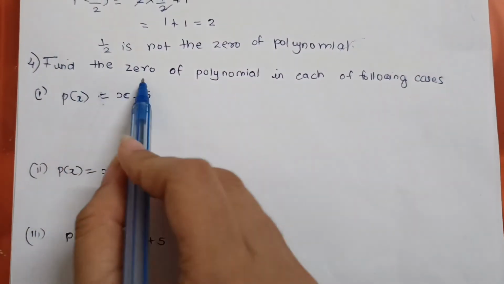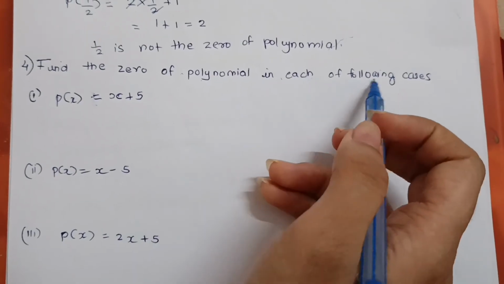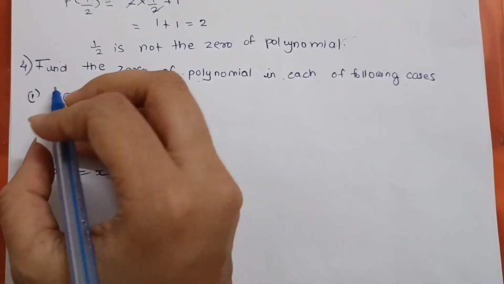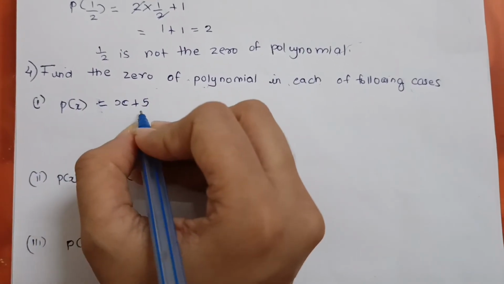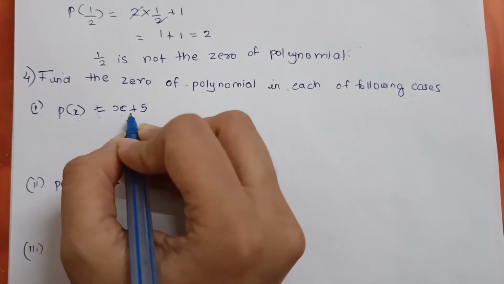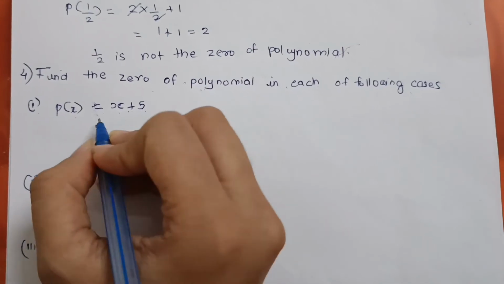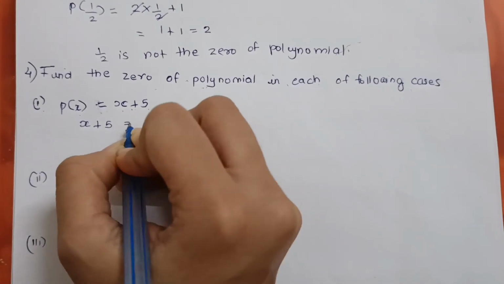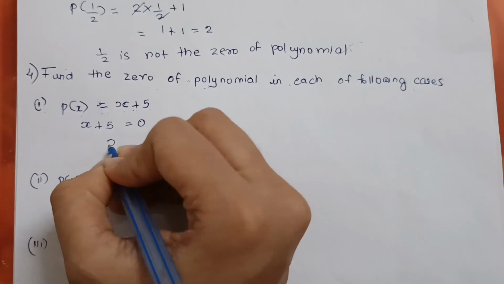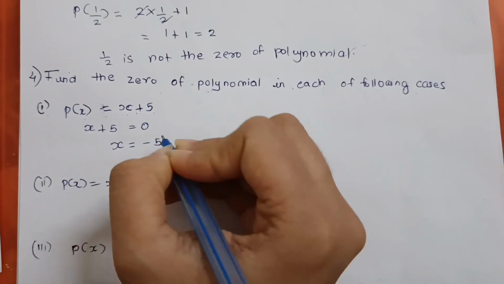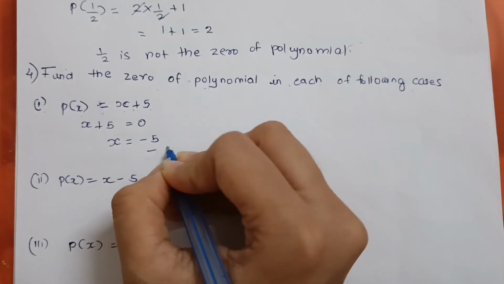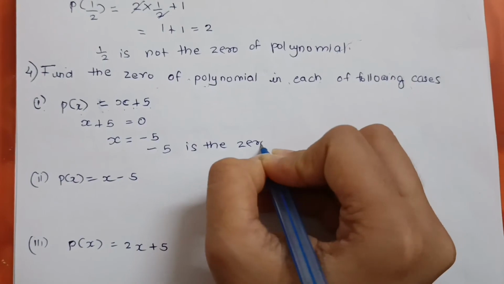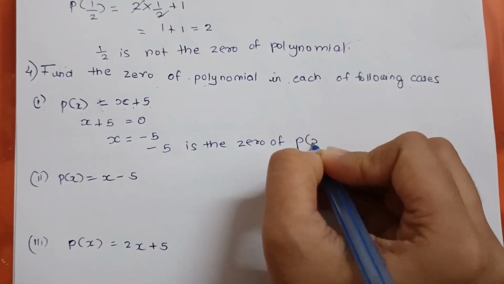Question 4. Find the zero of the polynomial in each of the following cases. So to find the zero of the polynomial, we will take P(x) equal to 0. So 1, P(x) is equal to x plus 5. So x plus 5 is equal to 0. So x is equal to minus 5. So minus 5 is the zero of P(x) in this equation.